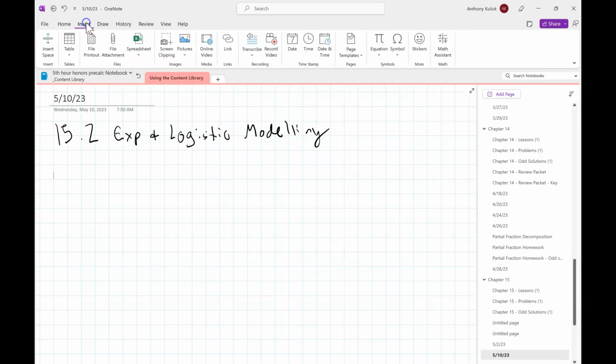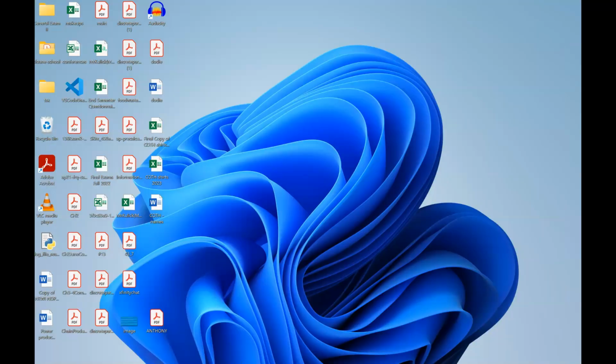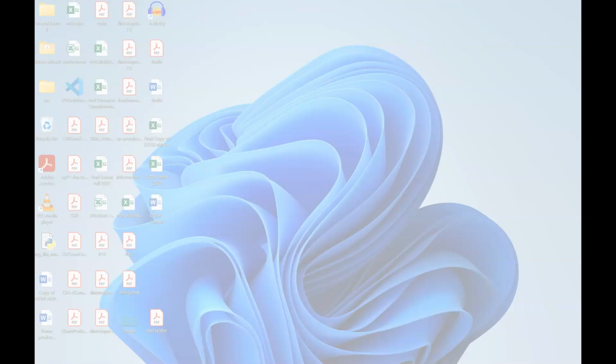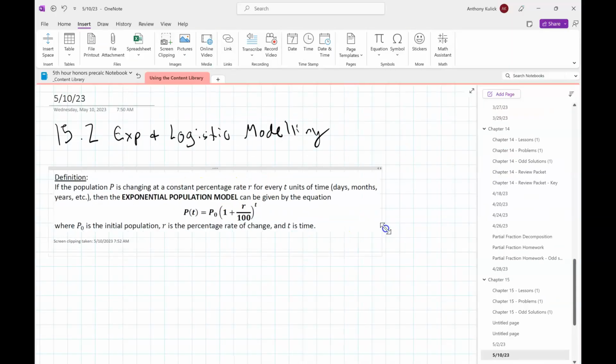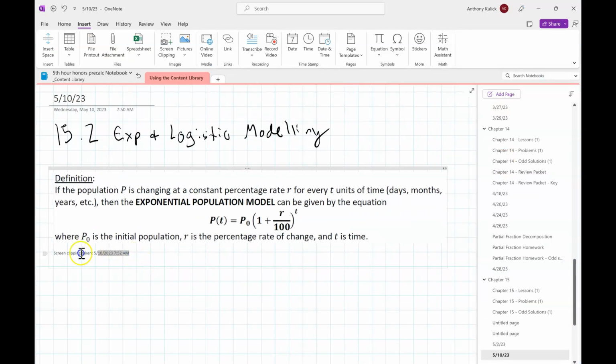One of the most common applications to both exponential and logistic modeling is describing populations. So let's start by talking about the exponential population model. A population at time t, we represent as P of t, equals P naught, which is the initial population, times 1 plus R over 100. R is the rate of population change.